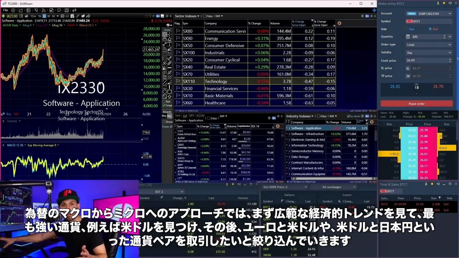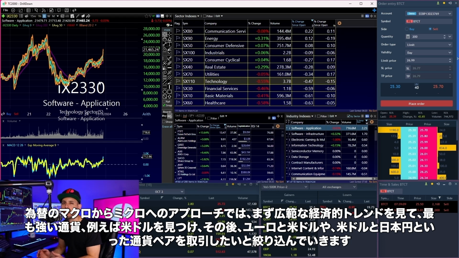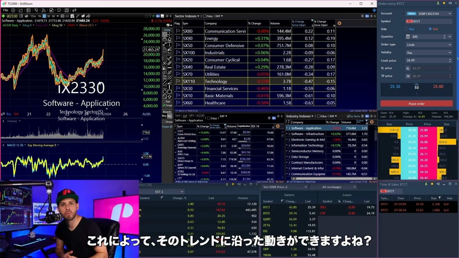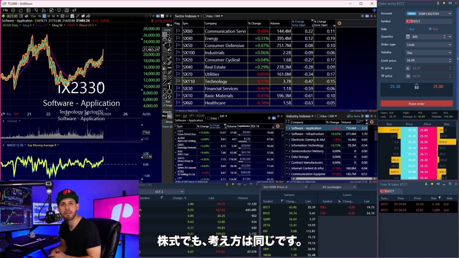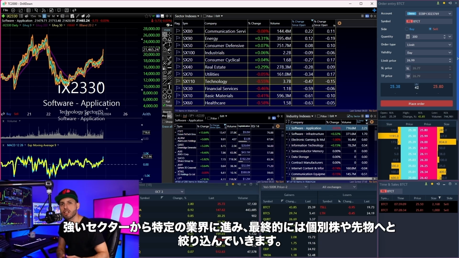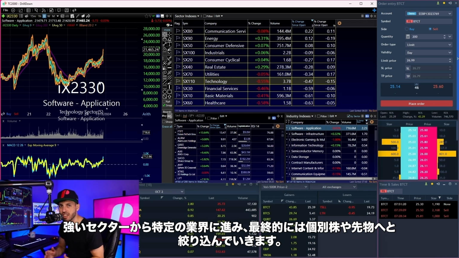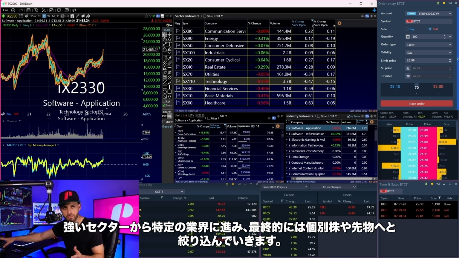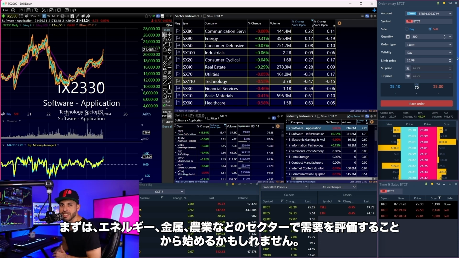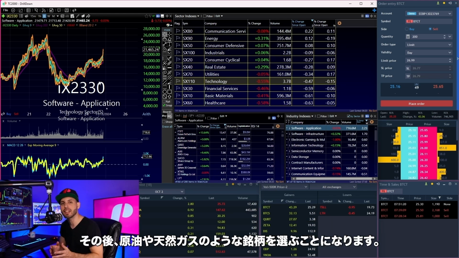In Forex, you might start with a broader economic trend to find the strongest currencies, like let's say the US dollar, and then drill down to the pair you want to trade, like the euro and the USD, or the USD and the yen. This aligns you with those trends. In stocks, it's the same idea. We go from strong sectors to specific industries, and then finally into individual stocks. And in futures, you might start by assessing the demand in sectors like energy, metals, or agriculture, then select a contract like crude oil or natural gas.